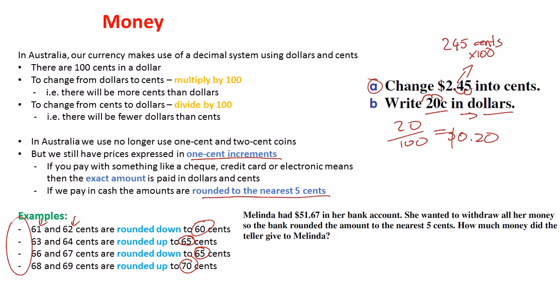So Melinda, here's an example. Melinda had $50.67 in her bank account. She wanted to withdraw all her money, so the bank rounded the amount to the nearest 5 cents. How much money did the teller give to Melinda? Now, the important point here is not the 51 in terms of the rounding part. The important point is this 67. Remember what we said about 67 over here? 67 will round down to 65. So the teller would have given her $51.65.